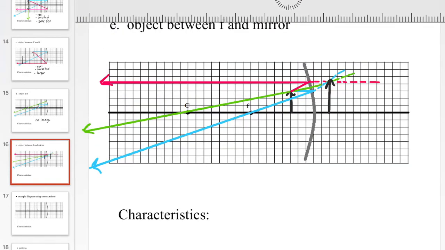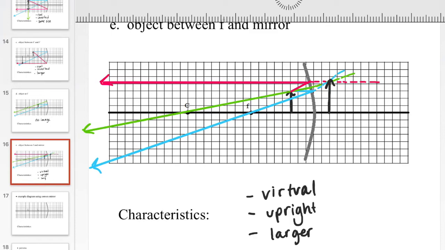There's our first virtual image, because the light rays diverge instead of converge on one point. This is also our first upright image. And then, of course, we have a larger image here. Okay. So there we go. That's what happens when it's between F and the mirror. So that's a very different situation for a concave mirror.